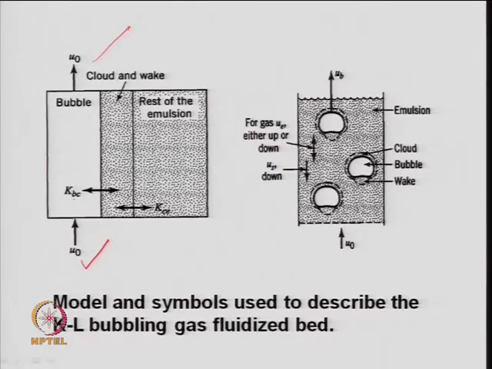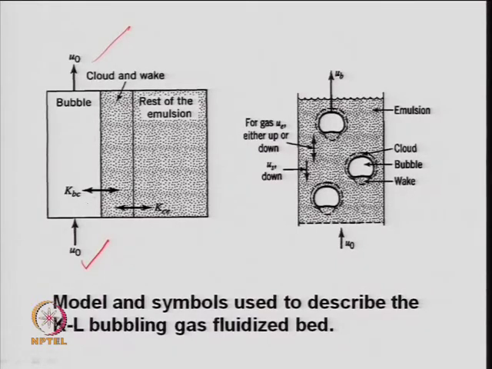So, there is a transport, but the 3-phase model we have said now. That has been shown now. There is a bubble, there is a cloud and wake which is combined now as CW, and then there is another phase where you have more solids. That is known as the emulsion phase, the rest of the emulsion. So, there is a transfer from cloud to emulsion, right. This is shown here, transfer from bubble to cloud.